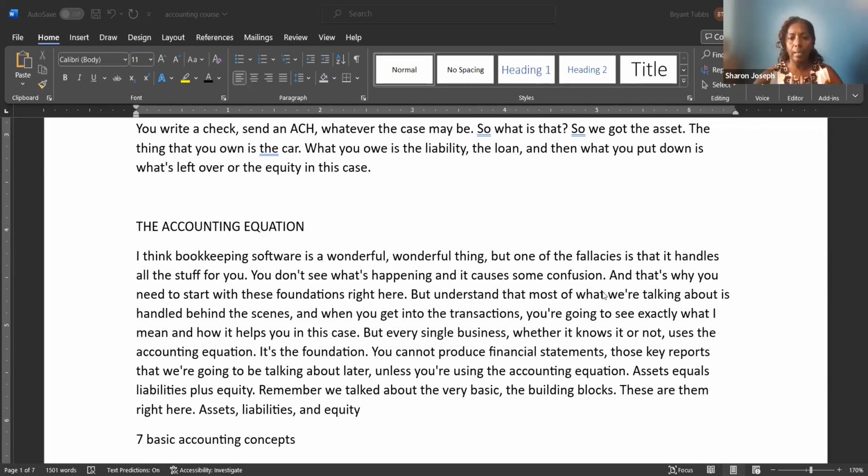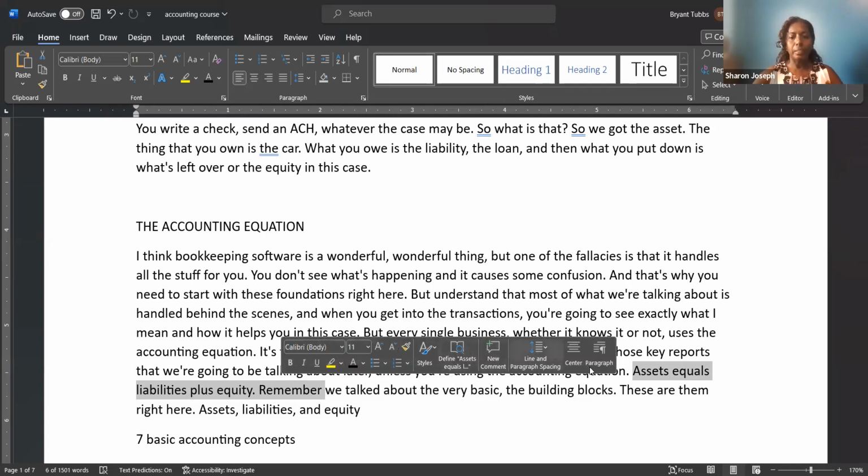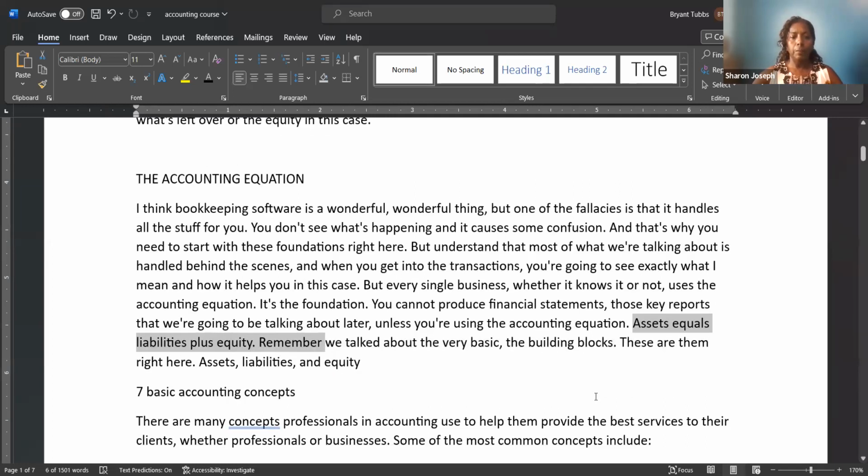When you get into the transactions, you're going to see exactly what I mean and how it helps you. But every single business, whether it knows it or not, uses the accounting equation. It's the foundation. You can't produce financial statements, those key reports that we're going to talk about later, unless you're using the accounting equation. Assets equals liabilities plus equity. Let me repeat that, because you will hear it many, many times. Assets equals liabilities plus equity. Remember, we talked very basic, the building blocks. These are them right here: assets, liabilities, and equity.